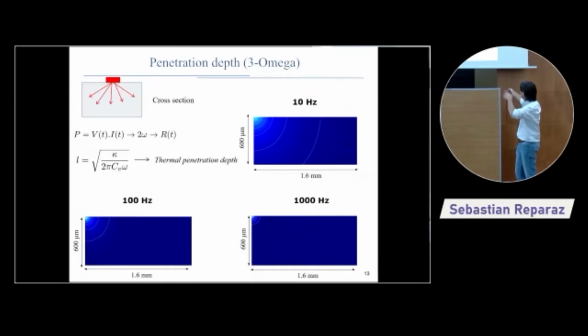I think this is silicon. I don't really remember, it's not so important. When you change the frequency between 10 hertz, 100 and 1 kilohertz, and this is a point source, it doesn't matter, but what you can see is what I'm trying to discuss as the thermal penetration depth. And this has a lot of implications when you want to make a measurement.